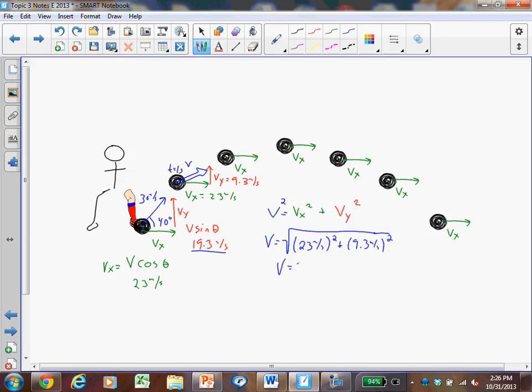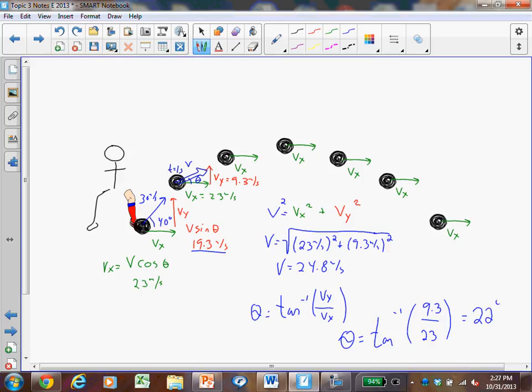What angle would that be at? What's the theta here? Well, the theta would be the tan inverse of Vy over Vx. Remember? Use tan inverse to get the angle. So theta would be tan inverse of 9.3 over 23, or 22 degrees. See?